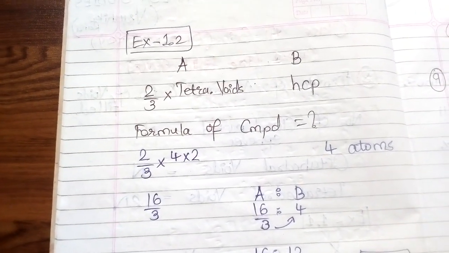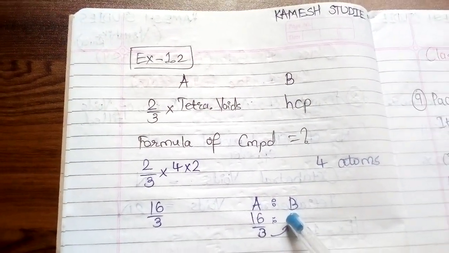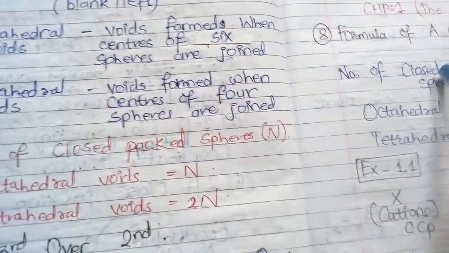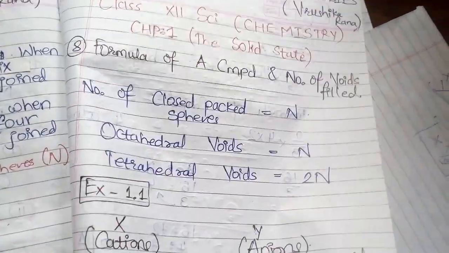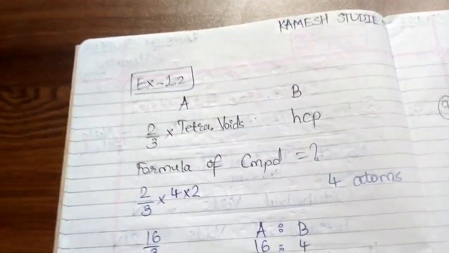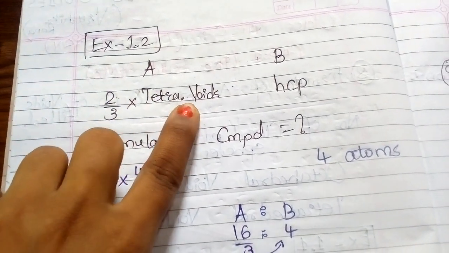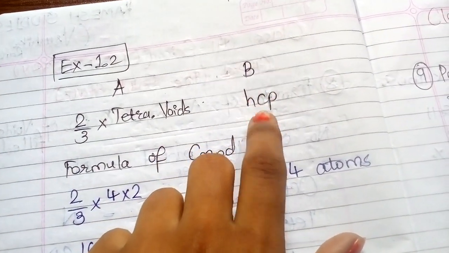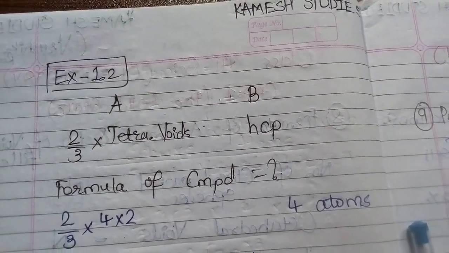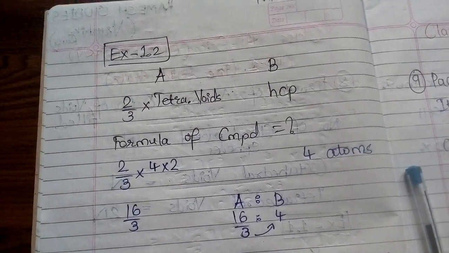The first method requires the number of close packed structures and also the number of atoms that it consists of. The second trick only requires the number of close packed structures. So it is said 2/3 of tetrahedral void. First we need to see the number of atoms. As it is HCP, CCP and FCC, all three have the number of atoms as 4.